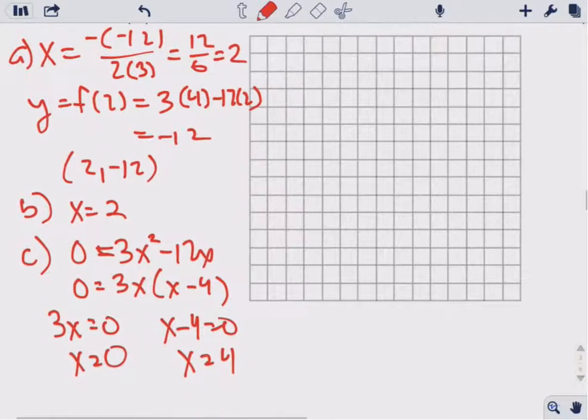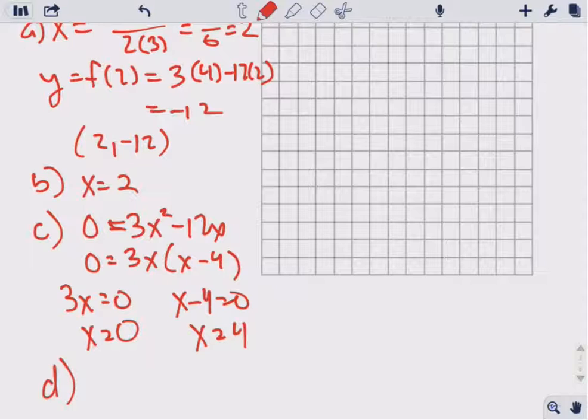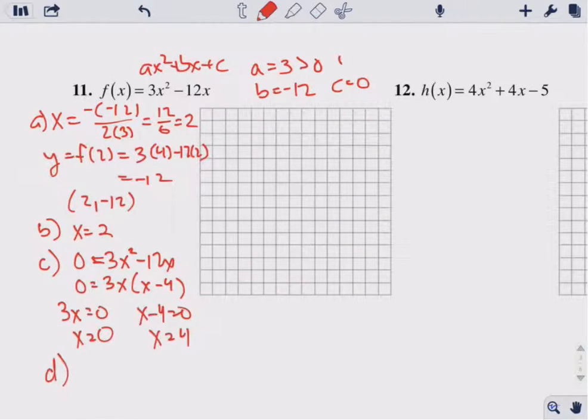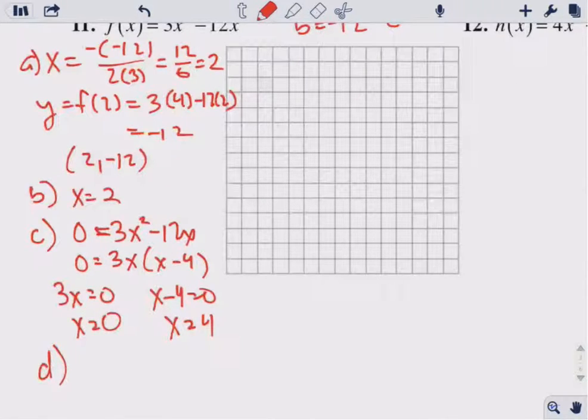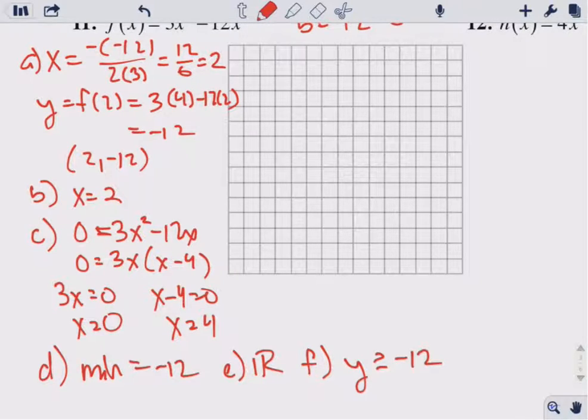Alright, so that's the zeros. Let's find D. D is the max or the min. Since a is positive, which means it opens up, that means we've got a minimum. The minimum is equal to negative 12. The domain is all reals. That's E, and F is the range: y is greater than or equal to negative 12.